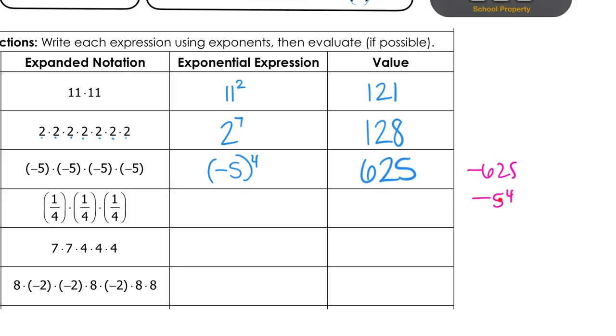If you type it like this, it's going to tell you that it's negative 625, but that's wrong because we know that when you multiply a negative times a negative, it turns into a positive. And that would happen here. All of these negatives should cancel out and turn positive. So make sure you're using those parentheses.